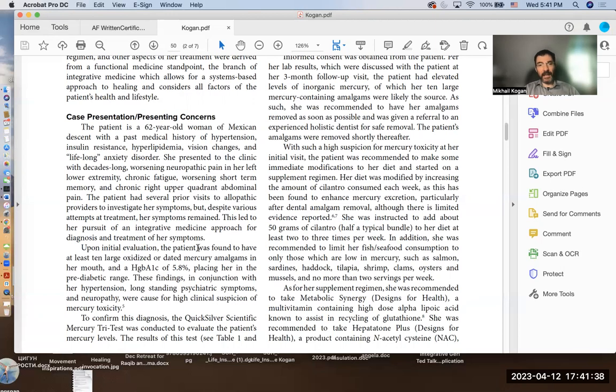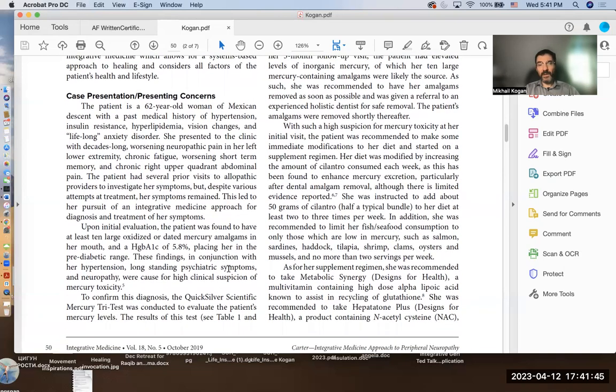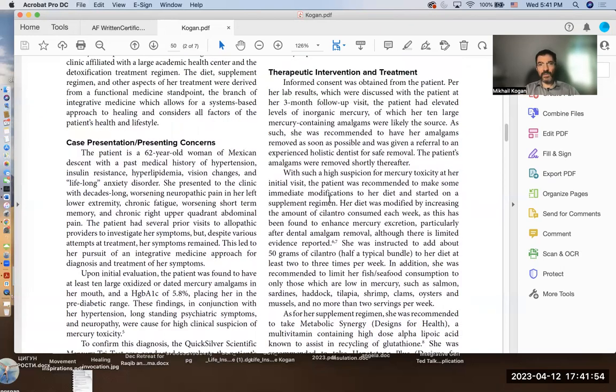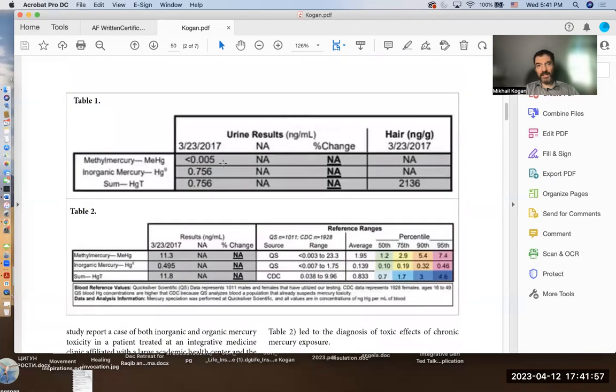And she had 10 years of different treatments through the insurance model, through a typical neurological approach. The moment she saw us, it was very obvious because she had a mouthful of silver fillings, and she was eating quite a lot of different seafood. So this is her initial level. As you can see, her total mercury on presentation was 11.8. This is the number right here, which represents not just the 95th percentile, but over the 99th percentile. So it's very, very high.